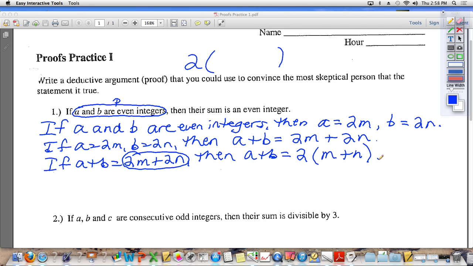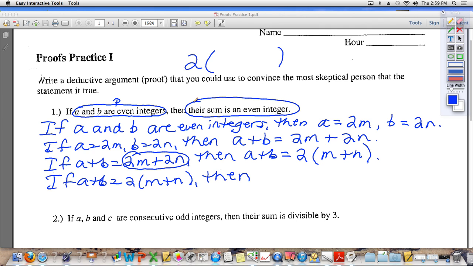We are almost done. Your last statement says this: if A plus B is equal to 2 times (m plus n), then, and you finish off your proof with this. This was the goal of the problem, that their sum is an even integer. And you have shown, since it says 2 times (m plus n), you have shown that their sum is an even integer.